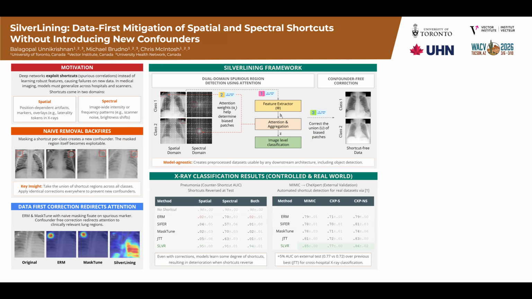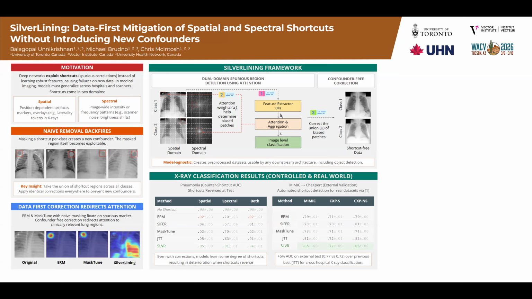We evaluate this in a controlled manner with a pneumonia classification task, where we measure the performance with the shortcuts reversed. We look at algorithms which use augmentation, additional losses, architecture changes, and data-based ways for shortcut mitigation for comparison. We see that most of the methods still learn the shortcut in varying degrees, which cause them to fail when shortcuts are inverted. SilverLining achieves a strong performance when spatial, spectral, or a combination of these two are in play.